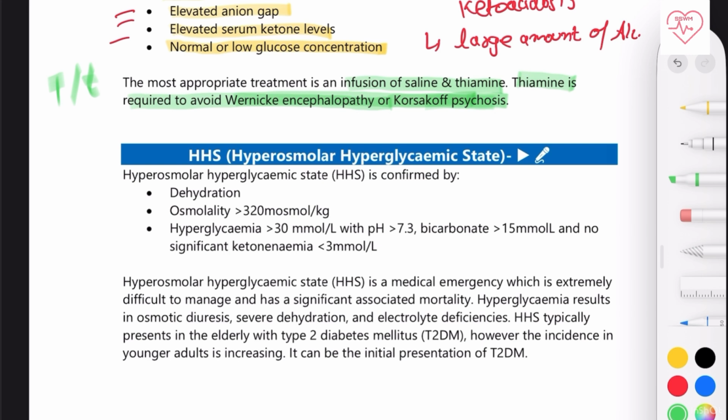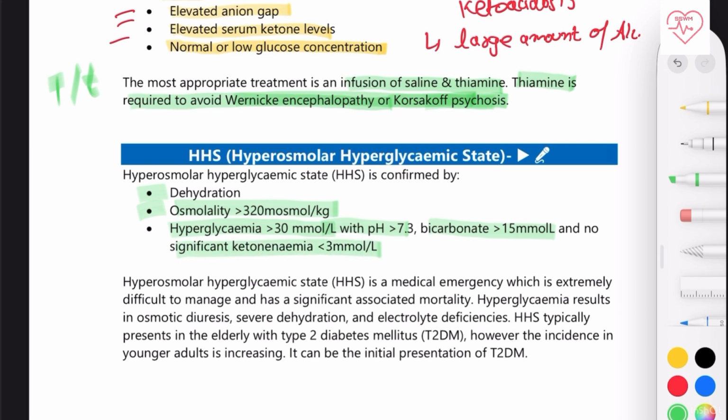Hyperosmolar hyperglycemic state, HHS, is confirmed by dehydration, osmolality greater than 320 milliosmol per kg, hyperglycemia greater than 30 millimole per liter, with pH greater than 7.3, bicarbonate greater than 15 millimole per liter, and no significant ketonemia, less than 3 millimole per liter.